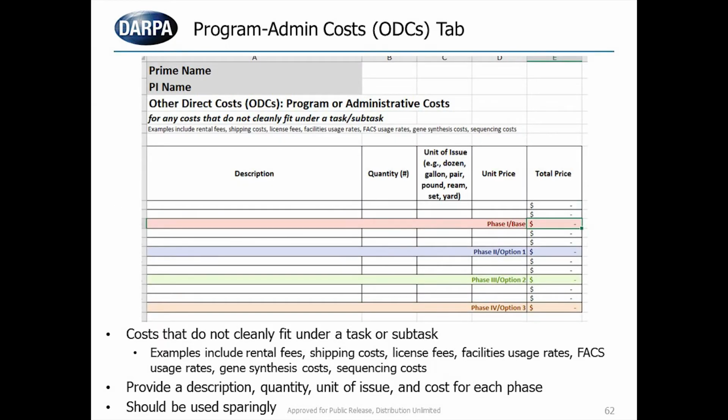This spreadsheet is going to cover everything you need to provide to ensure that you have adequate justification for any travel you propose. Then when it comes to ODCs, our program administrative costs, the tab is going to allow you to put any costs that don't fit to a task or subtask. This includes things like project managers, room rental fees, facility usage rates, or any paper submission costs. And all we would really encourage you to do is try to use this tab sparingly, not as a way to avoid assigning costs to a task and subtask.